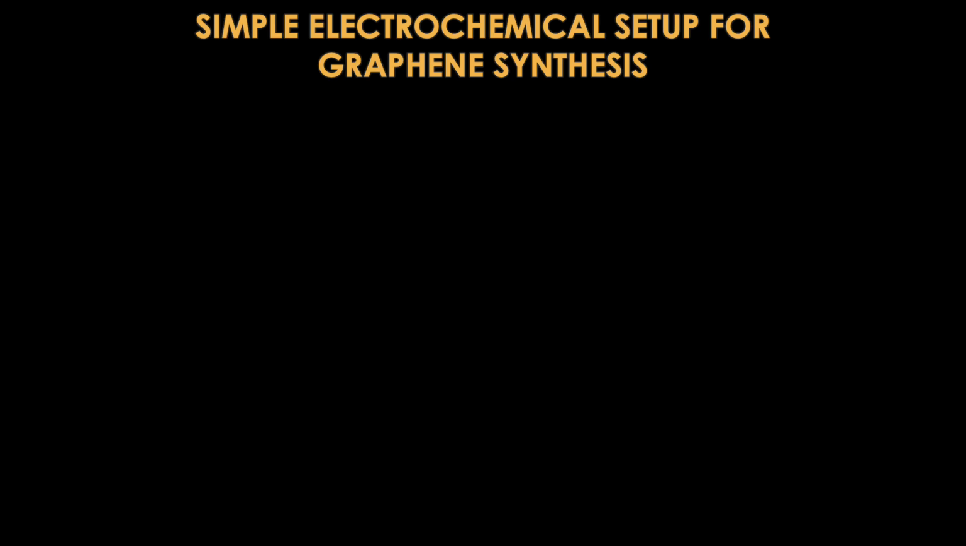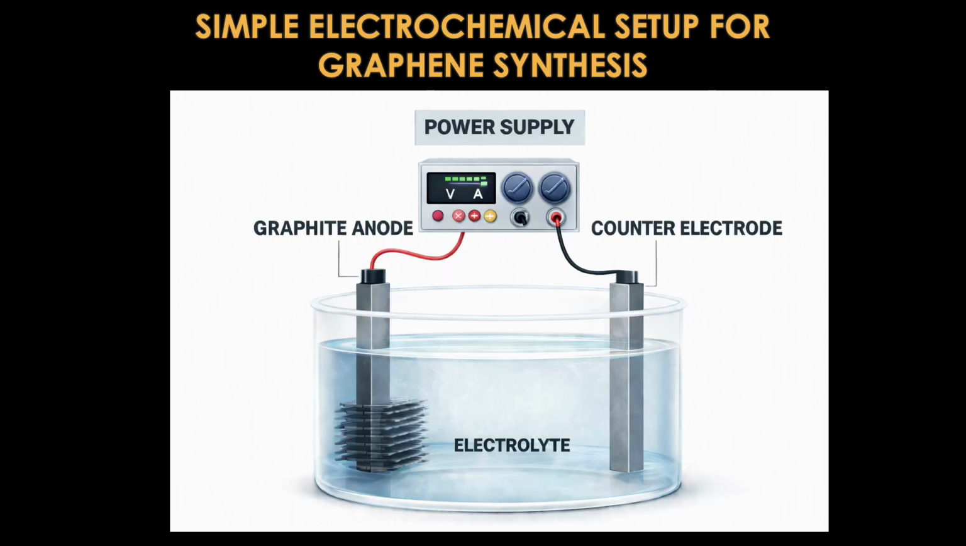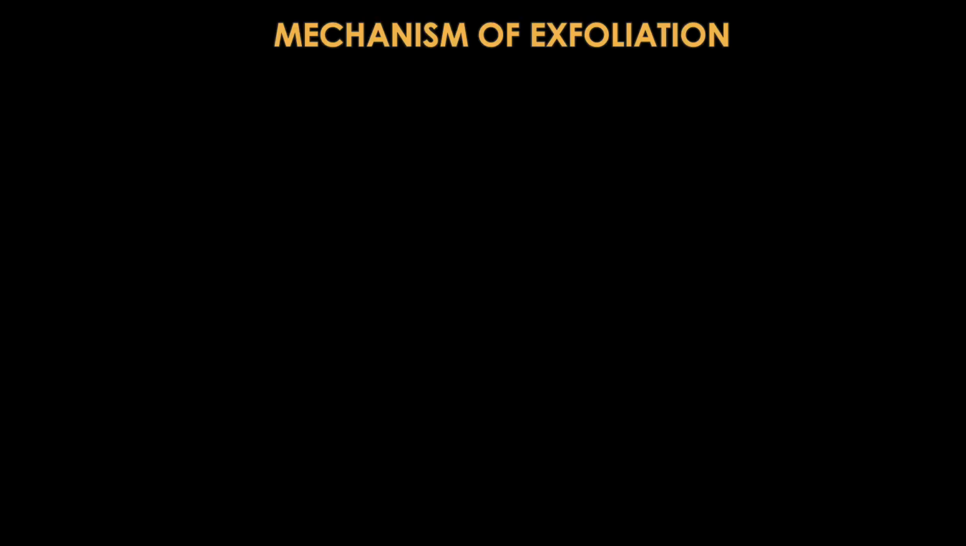We use a graphite electrode as anode, a counter electrode, an electrolyte, and a DC power supply. When a voltage is applied, ions from the electrolyte start moving under the electric field and interact with the graphite layers. This setup is easy to implement, making it ideal for the easy synthesis of graphene. The exfoliation process happens in three key stages.